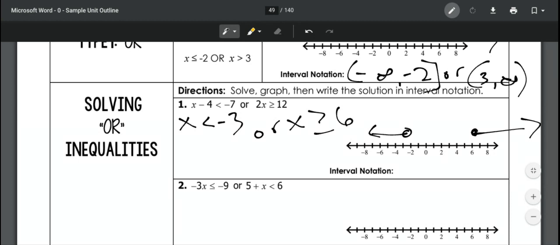And what that means is if you choose a number that's on those graphs, it should work in at least one or the other. So like, let's say we choose the number 8. If we put that into this equation here, 2 times 8 is 16, and that is greater than 12. So that works. If we put it over here, if we still use the number 8, 8 minus 4 is 4, and that is not less than -7. So it's only going to work in one or the other. But obviously, if we pick one from this graph, it's going to work in the other equation.